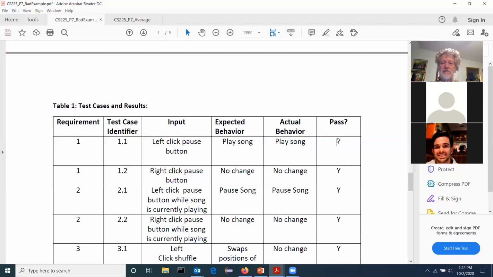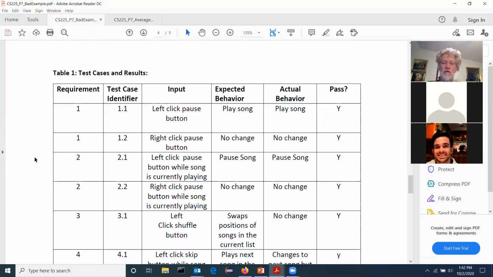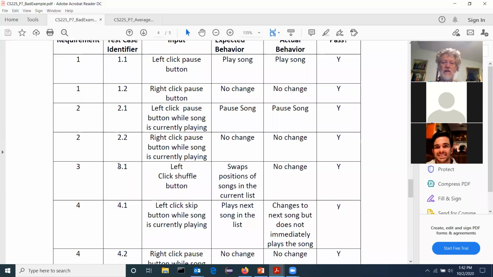So this passed, yes, it passed. I don't know, maybe it passed, maybe it didn't, right? The fact that it could play any song makes it hard to fail. Left click, shuffle button, swaps positions of songs in the current list. Again, expected behavior is tough to do there. And that's because probably the test case should be, you have to do this 10,000 times and do an analysis, expected behavior for all songs in the list. Equal distribution of songs in the slots.